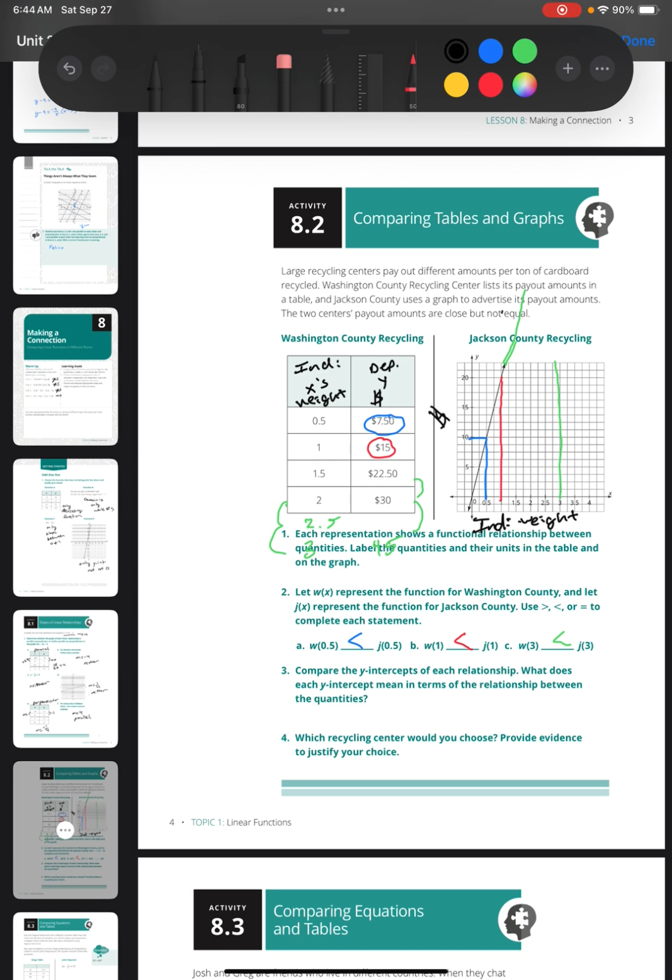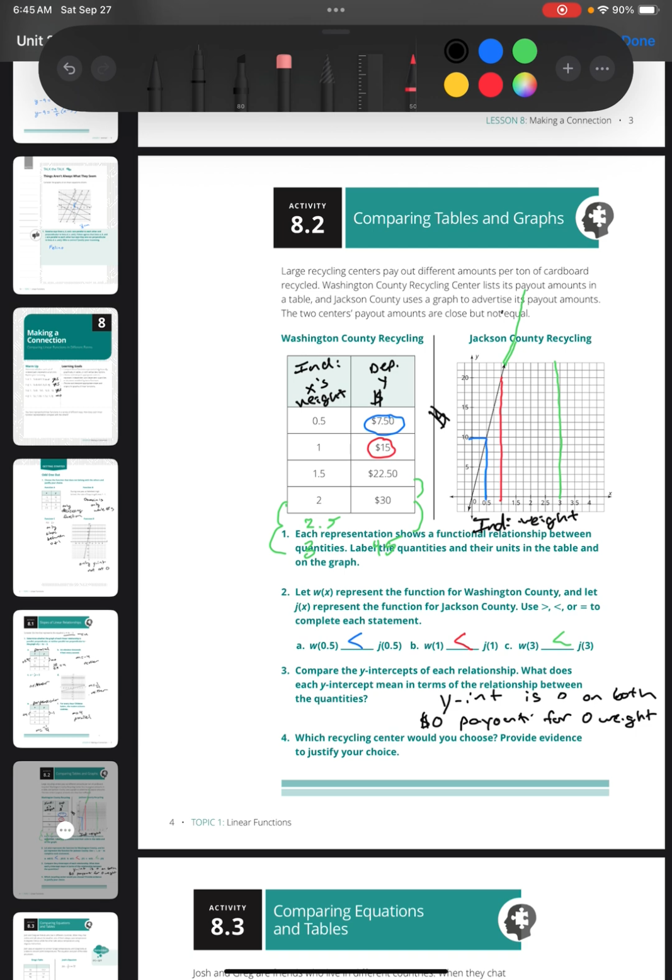Okay, for number 3, it says compare the y-intercepts of each relationship. What does each y-intercept mean in terms of the relationship between the quantities? The y-intercept on both is 0. And all that represents is that there's a $0 payout for 0 weight. Let me erase that. I get a little sloppy there. For 0 weight, which makes sense. You don't bring them any weight to get paid out for, they're not going to pay you anything.